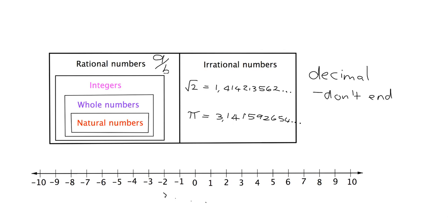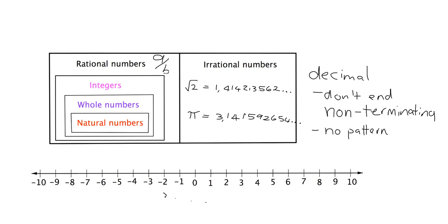And they have no pattern that repeats. Now they don't end. I just want to tell you, because you might well see it, there is a very fancy word for that, and that fancy word is non-terminating. To terminate means to end, so non-terminating means not ending. They don't end. So if you see that word non-terminating, it is just a big fancy word for saying the decimals go on and on and on, without a pattern.